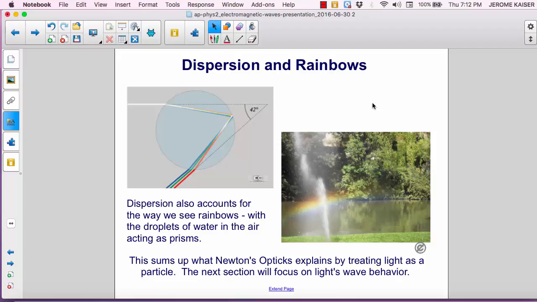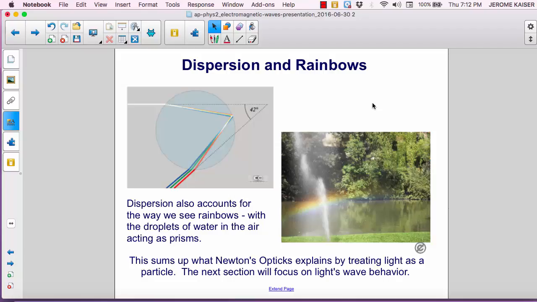Well, all of this, reflection, refraction, dispersion, are all explained, as we saw, by Newton's particle theory of light. And we've also seen them explained by Huygens' wave theory of light. So, which one is it? Which theory best explains what's going on, the particle theory or the wave theory?